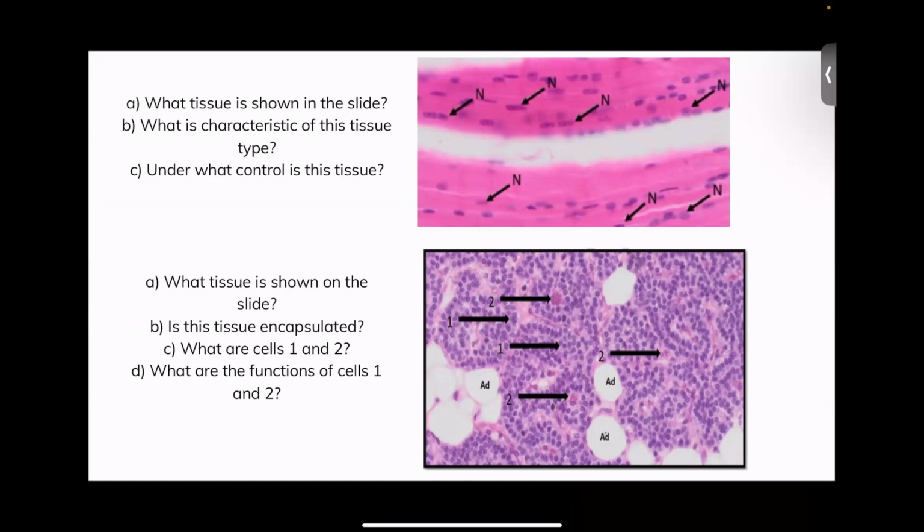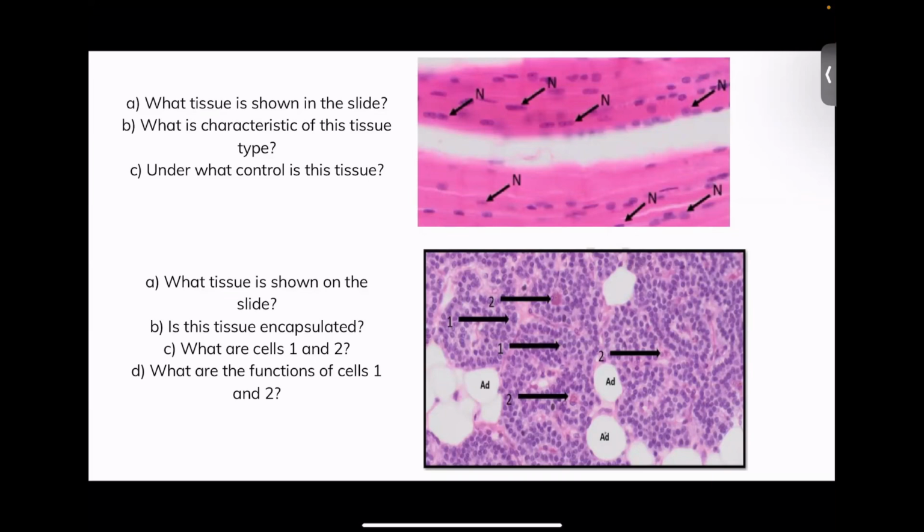Okay, so now what tissue is shown in the slide? I hope you guys were able to answer this. This is the skeletal muscle, and the most key identification feature here are the striations. If you see something like this, that's pretty much skeletal muscle, because smooth muscles won't have striations. They will be, by the name, smooth.